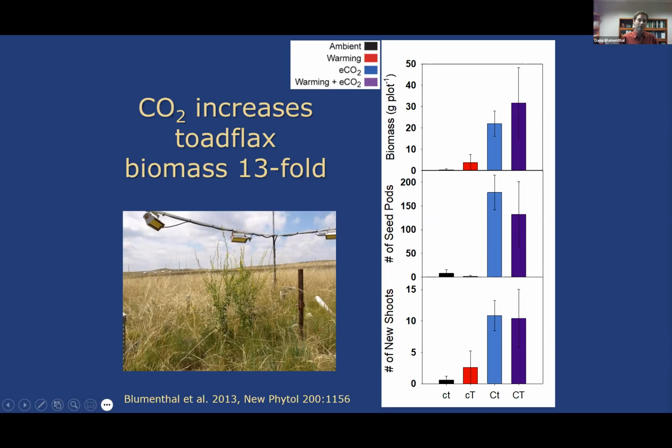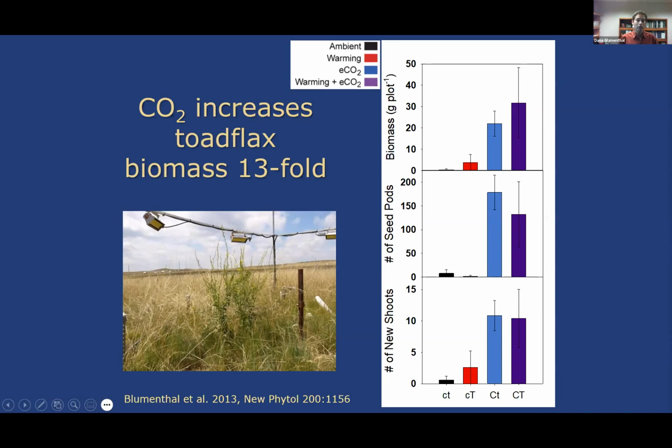Just to orient you towards this graph, we have biomass on the top, seed production, and then new shoot production. And then the treatments are colored. So ambient is in black, warming is in red, elevated CO2 is in blue, and the combination is in purple. Remember those colors because I'm going to use them in a few different slides, although I'll keep the key around for you. In any case, you can see that in all cases, the plots treated with elevated CO2, whether or not there was warming, had way more Dalmatian toadflax in them at the end of this period.